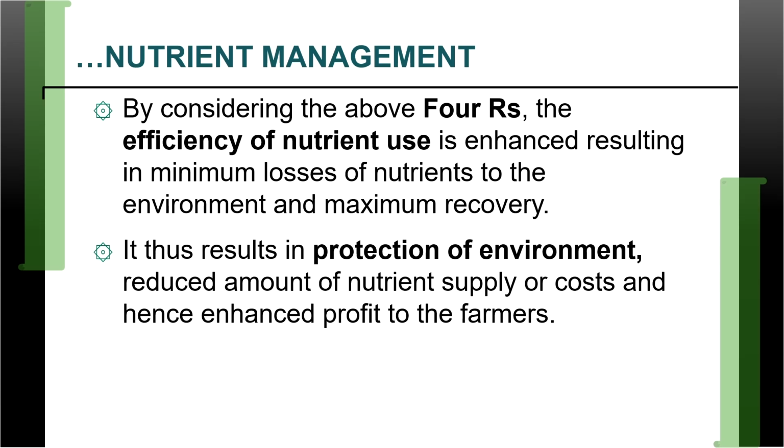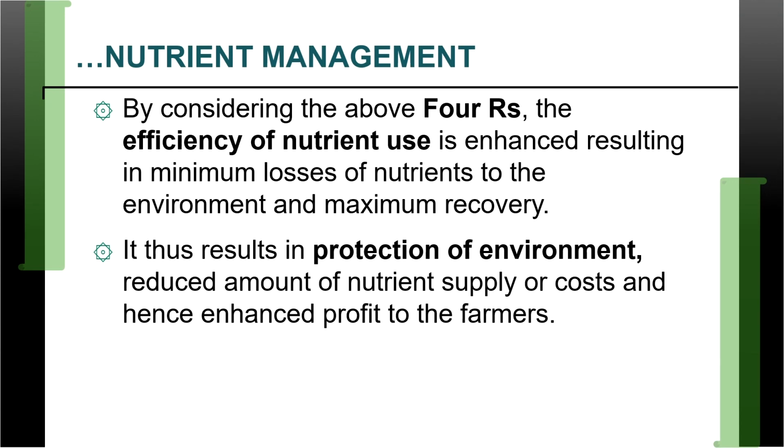So overall, the benefit of adopting all these 4 rights or R's is that we increase the efficiency. Increased efficiency means we can produce more with each unit of the nutrient or fertilizer. So therefore, efficiency results in, number 1, reduced environmental pollution, and number 2, increased profitability of the farmers. Thus it results in protection of the environment, reduced nutrient supply cost and enhanced profit to the farmer. So it is really necessary to use fertilizers and nutrients judiciously, which is your nutrient management.